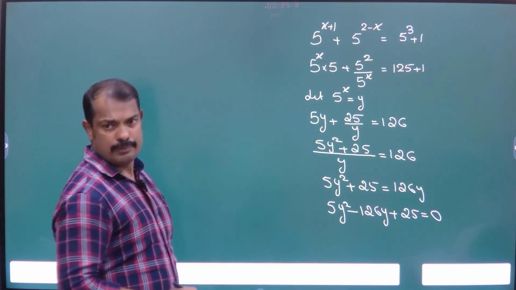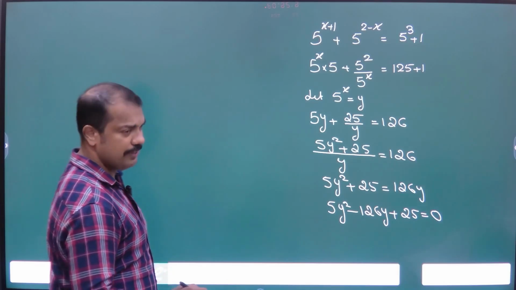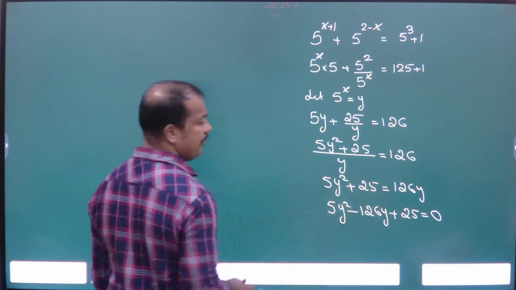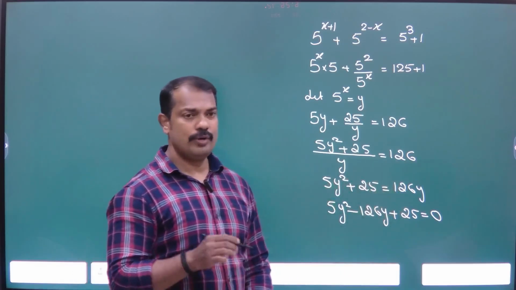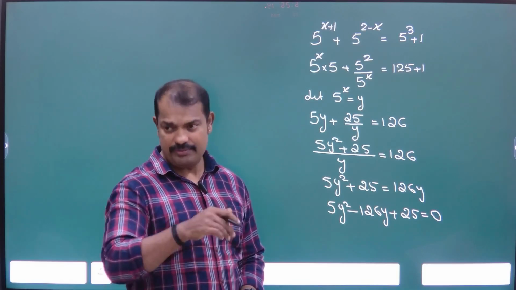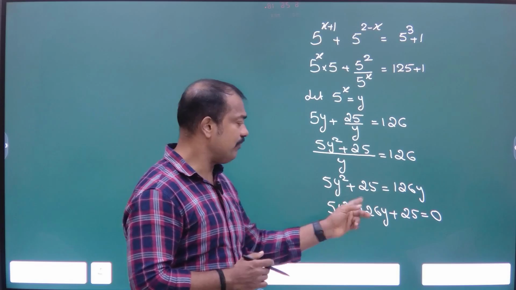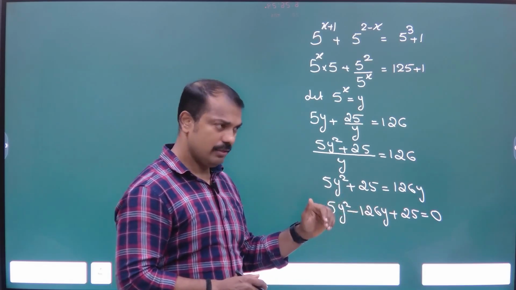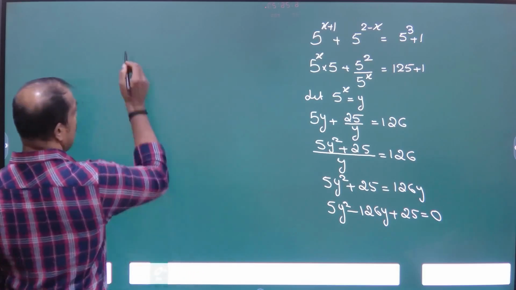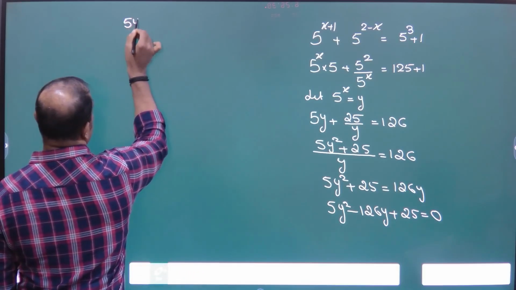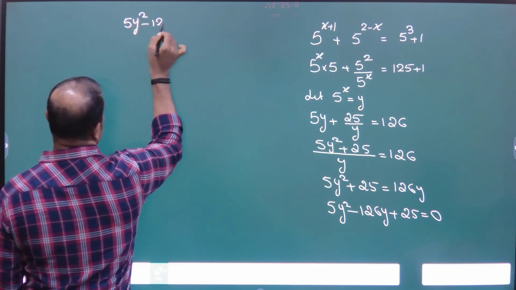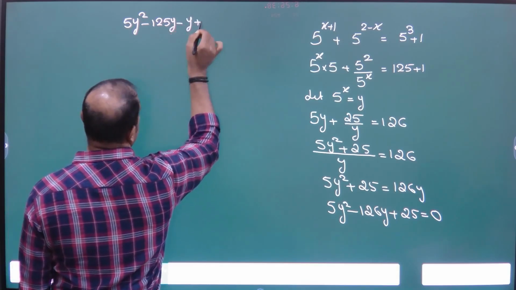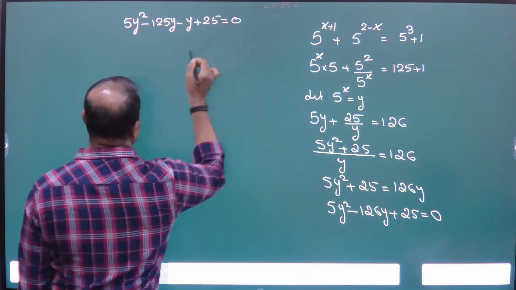Now, splitting the middle term by the factorization method. Solve this equation by factorization method. 5 into 25, that is 125. The middle term is 126. What are the factors? 125 and 1. 125 plus 1 is 126. Right? So 5y square minus 125y minus y plus 25 is equal to 0.